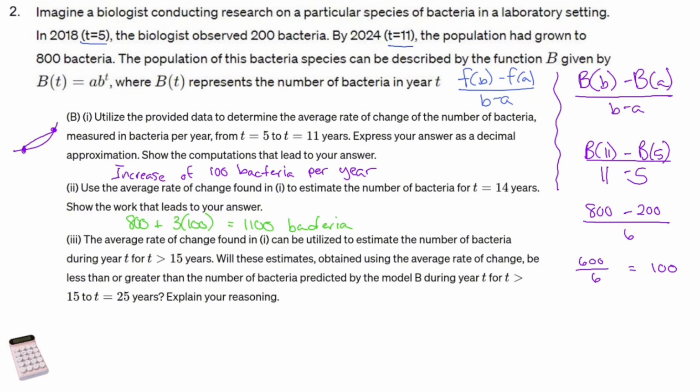I have to compare what I got in part 2 of part A on the previous slide. And if you remember, that exponential function was B of t equals 62.996 times 1.260 to the t. That's my exponential function.